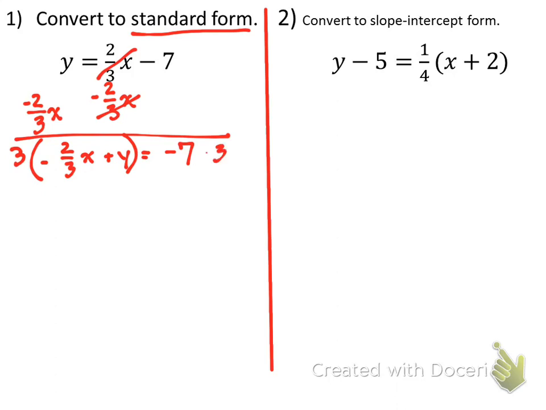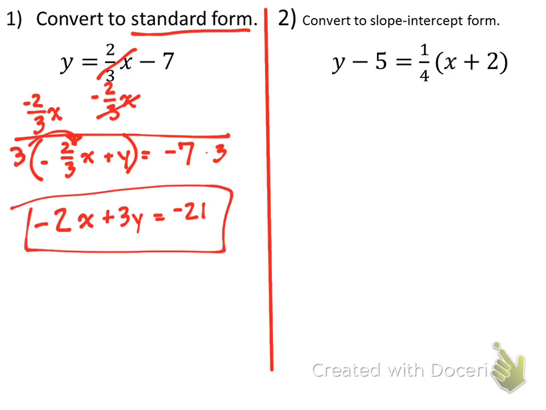So we have 3 times our first term, which is going to be just negative 2x. 3 times y is positive 3y. And then we have negative 7 times 3, which is negative 21. Now we're done. Our a is negative 2, b is 3, c is negative 21. This is now in standard form. Again, all I did was look at the directions and identify which equation it should look like. It's supposed to be in standard form. It starts in slope-intercept form, and then I want to convert using math operations, so I subtracted 2/3 x on both sides, multiplied by 3 on both sides, and then I got my standard form.